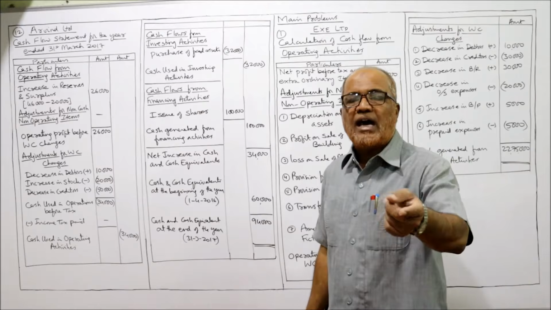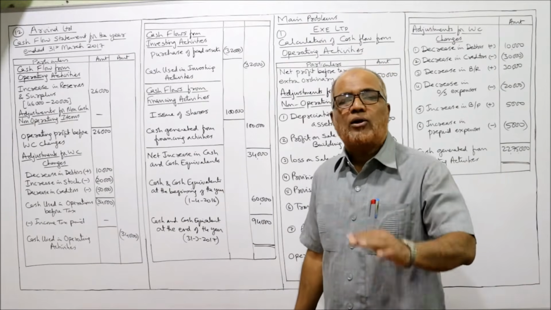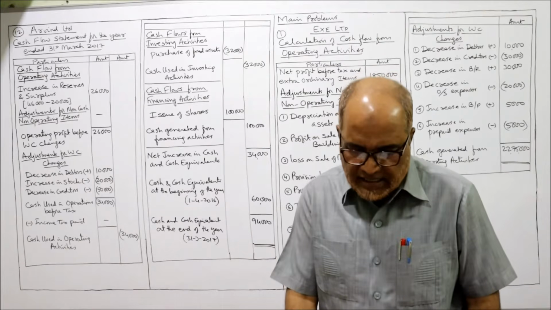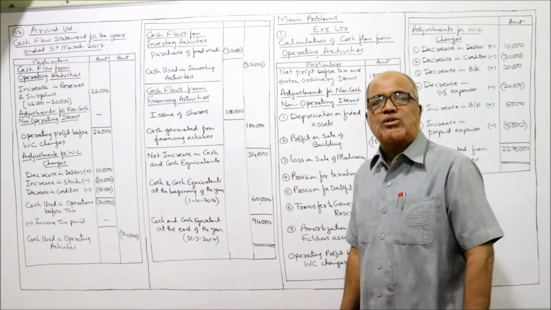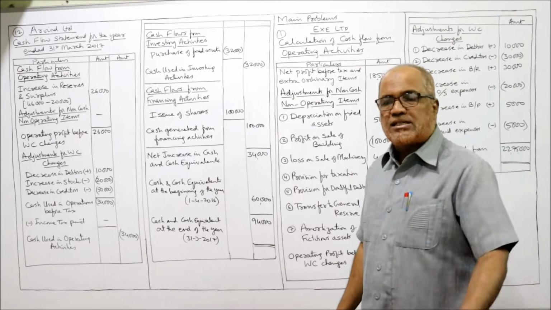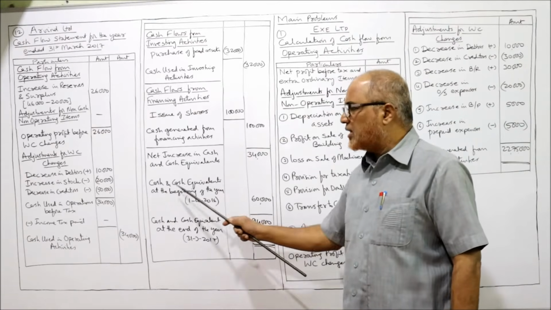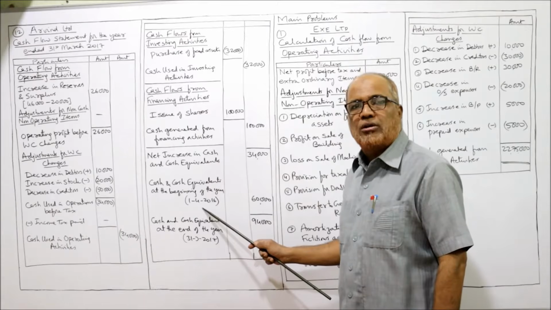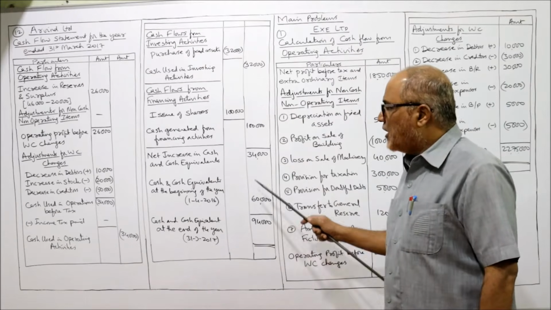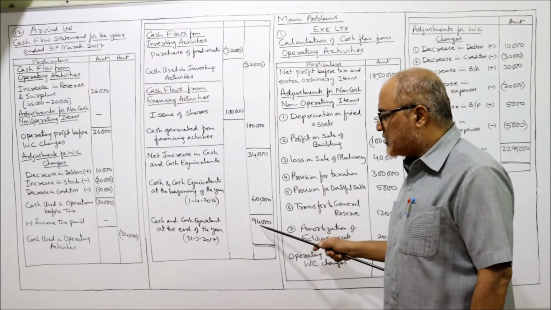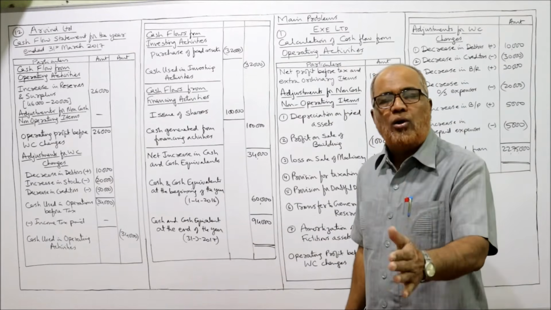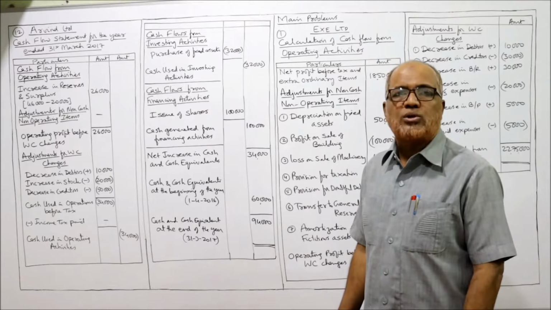To this, we add the cash and cash equivalent of the last year. So how much is last year's cash and cash equivalent? 60,000 given in the problem. So last year's cash and cash equivalent, or cash and cash equivalent at the beginning of the current year, 1/4/2016, 60,000. Now you add 34,000 plus 60,000 to get 94,000. This is the cash and cash equivalent at the end of the year, 31st March 2017.